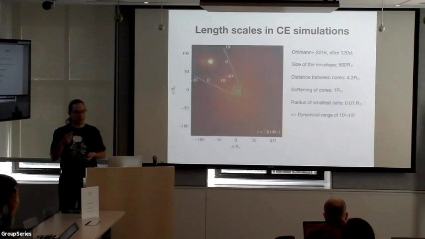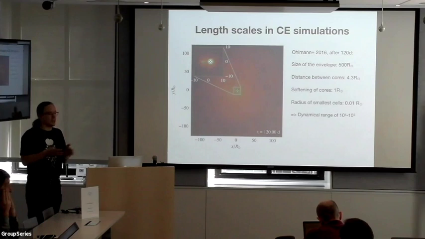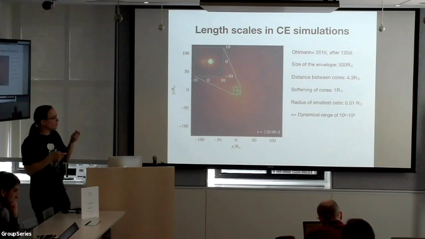Okay, let's look at the simulations. I've taken these numbers from Sebastian Ohlmann's simulations. They vary a little bit depending on which type of star and which type of system you run, but as a rule of thumb, I think they're already a good pointer.